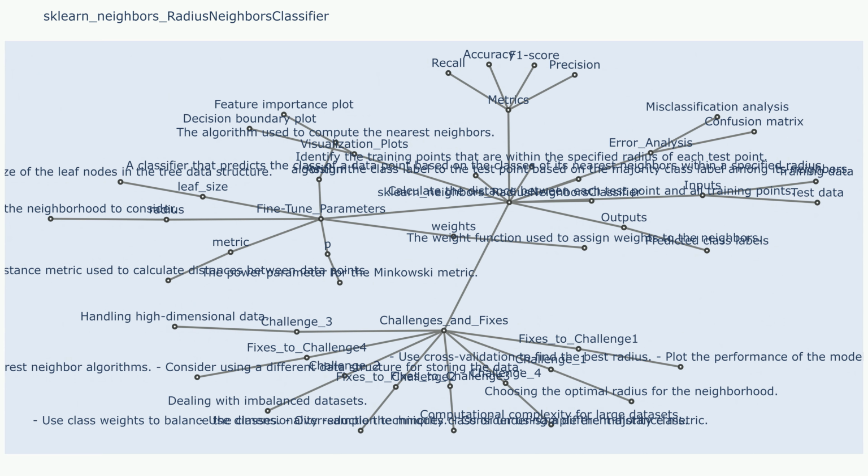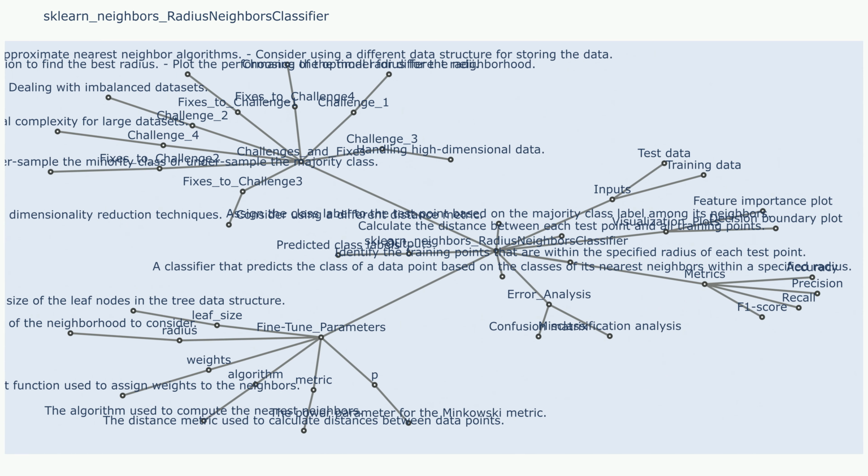for new data points. Fixes to challenge 2: oversample the minority class or undersample the majority class to balance the dataset. Use a weighted loss function to penalize misclassifications of the minority class more heavily.